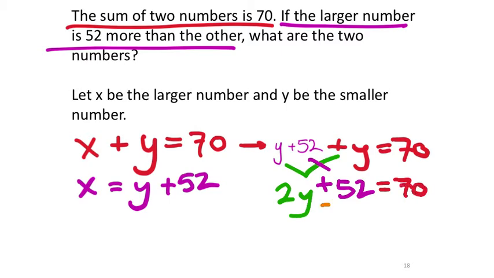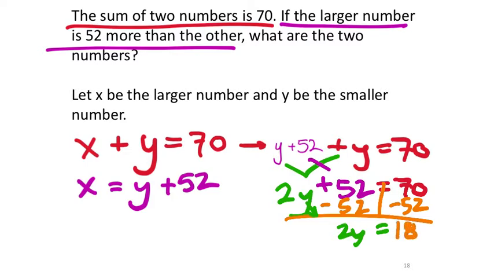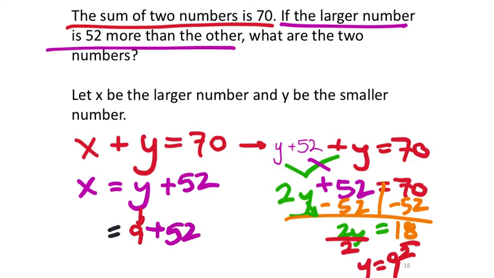But then solving this equation, subtract 52 from both sides. Drop my 2y, which now equals 18. And then, well, just divide both sides by 2. And that tells me the y value is 9. That's the smaller number, right? So if I took the small number here, y, which is 9 now, and I just added 52 to it, then I'd have the bigger number. Which, when I put that in there, it's going to give me 61. That's my large number, x. So we get the two numbers, though, 61 and 9.